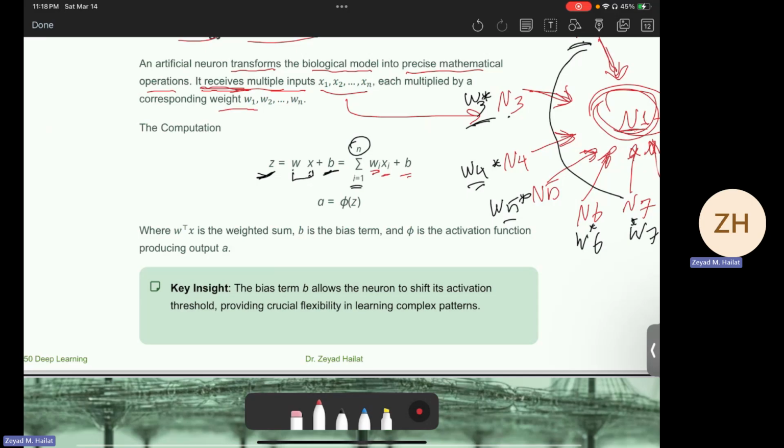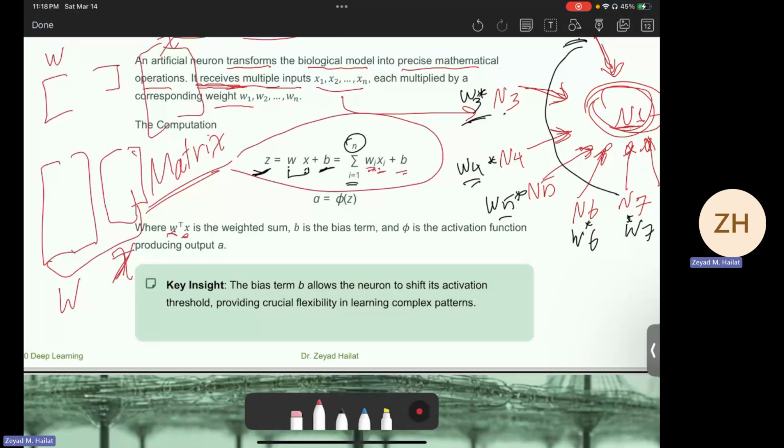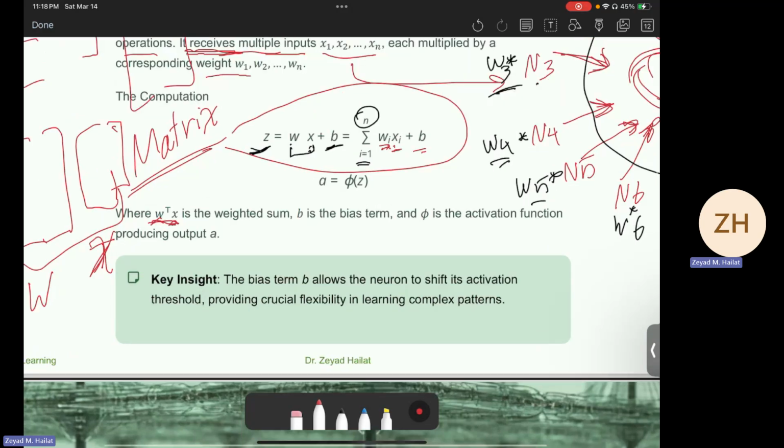And why do we convert it to matrices? Because a matrix is parallelizable and we can apply parallelism to it very quickly. So you can do a lot of calculations very quickly. Here, W transpose X is the weighted sum. So this is the Z weighted sum. B is the bias term. We talked about it before and will talk about it in more detail later on. And phi is the activation function producing output A.